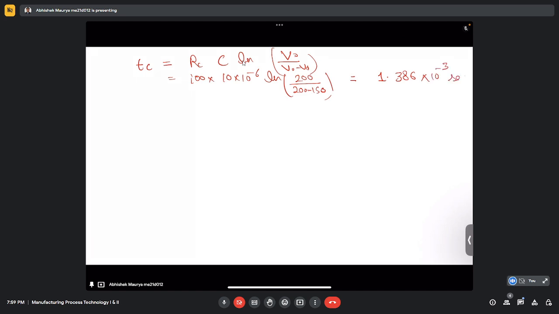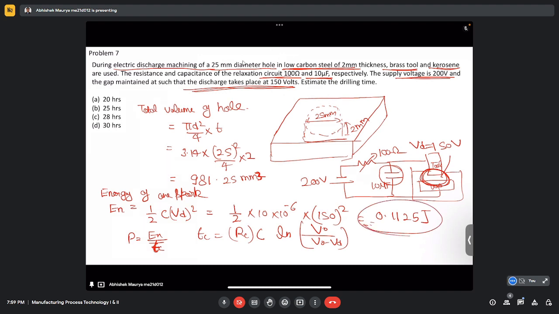So if we find out how much time is required to generate one spark, then we can calculate the power of the spark. So that's what we are doing here. If we substitute the values, then what we will get? We will get this much time. So this much time is needed to generate one spark, and the amount of energy required for the sparking is this much. Now we will calculate the power of the spark.